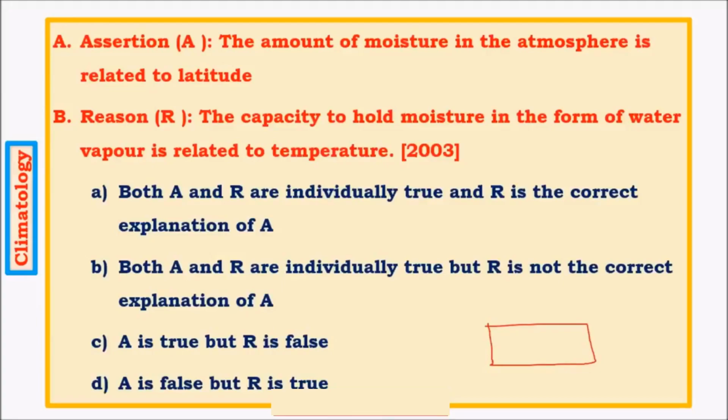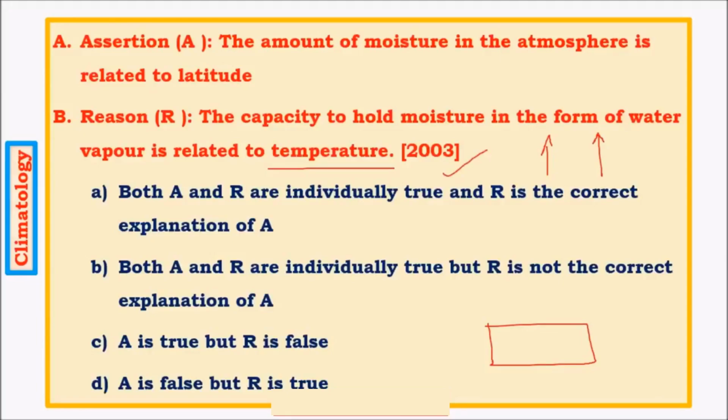So what does this say? It simply says that temperature and moisture are highly interrelated, and when there is greater temperature, the amount of moisture in the atmosphere is higher. So this point is correct. So let us look at the first point. The amount of moisture in the atmosphere is related to latitude.